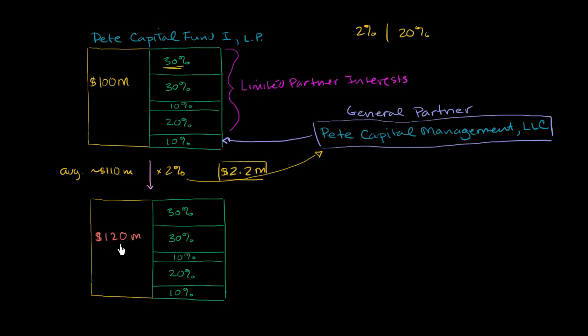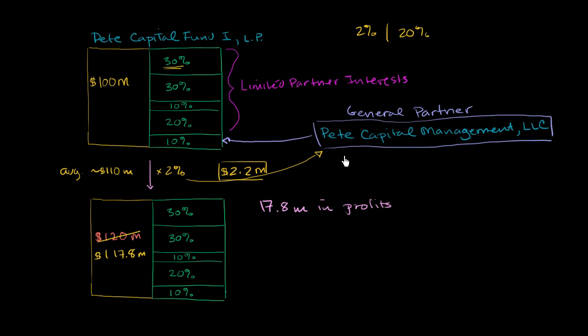So we need to subtract that from the total amount in the fund, because that's going to the management company. So instead of 120 million over here, we're going to have 117.8 million. And then we'll have to calculate how much he gets in a performance fee. So in this situation, net of his management fee, we have a $17.8 million gain. So let me write that over here. We have 17.8 million in profits.